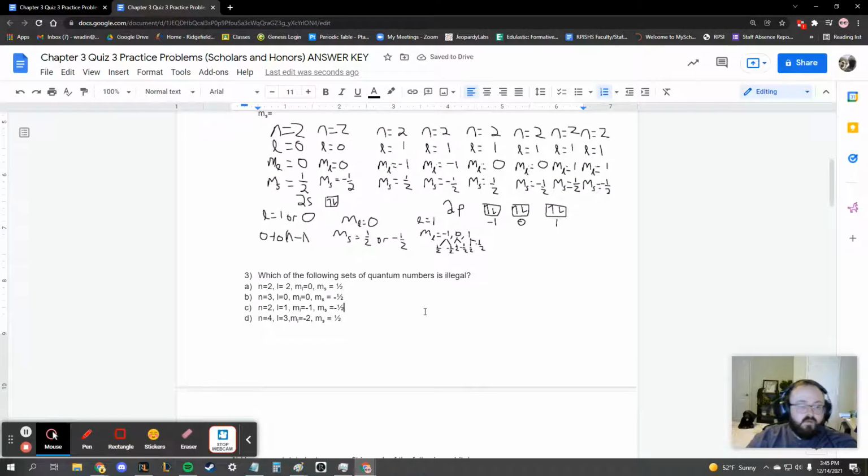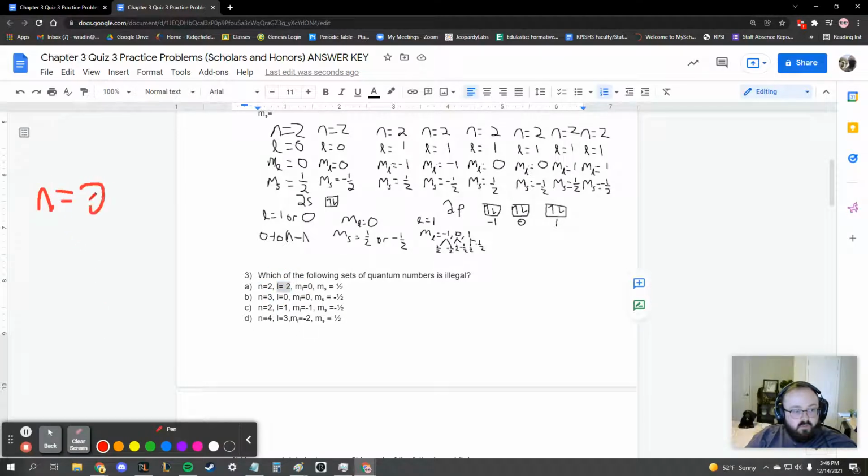Alright, question 3. Which of the following sets of quantum numbers is illegal? A, B, C, or D? A. If n equals 2, L cannot equal 2. If n equals 2, then L must be 0 or 1. So our answer is going to be A. We already can know that just based off of this information.